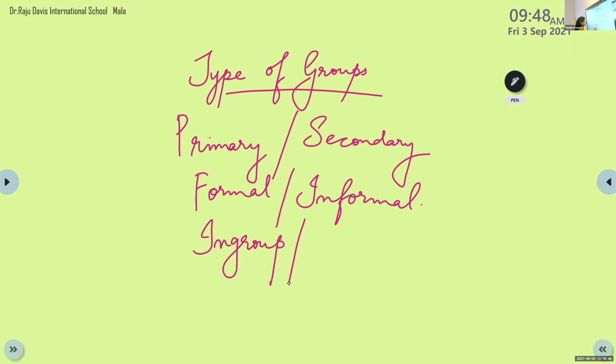I think in-group, out-group I've already explained in the class, isn't it? You remember? I think, yes, when we learned stereotypes, discrimination, prejudice and all, in-group members and out-group members, there'll be a discrimination towards out-group members, especially when it comes to minority and majority.